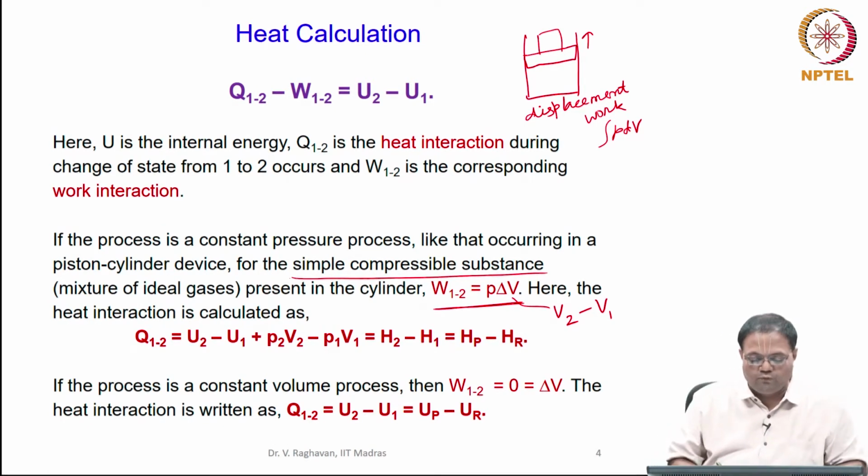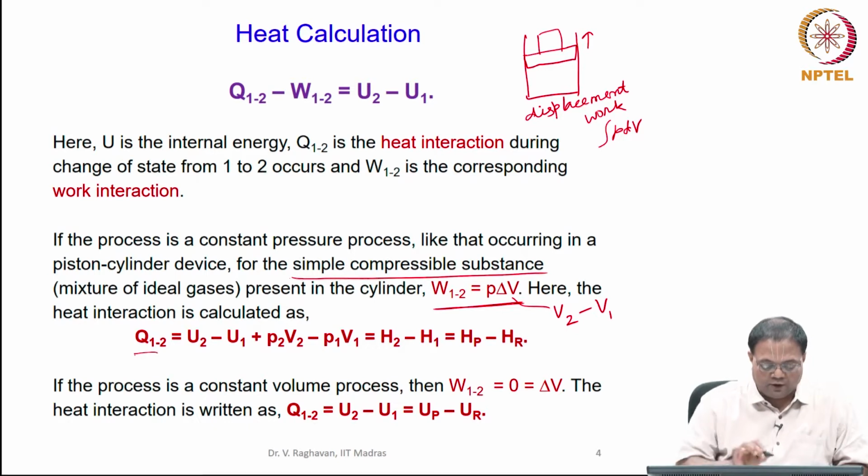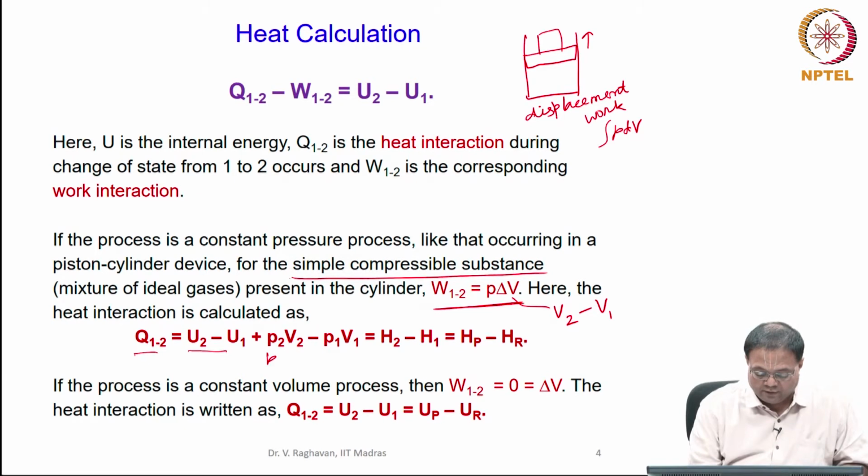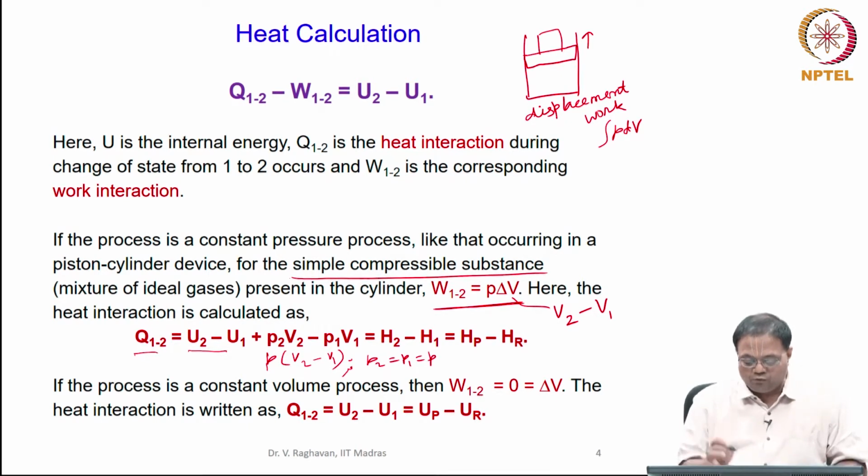Now, incorporate this in the first law. The heat interaction will be equal to the change in internal energy plus the work. Please note that P2 V2 minus P1 V1 is written here, but actually this is nothing but P times V2 minus V1. In other words, P2 equals P1 equals P, a constant pressure process.